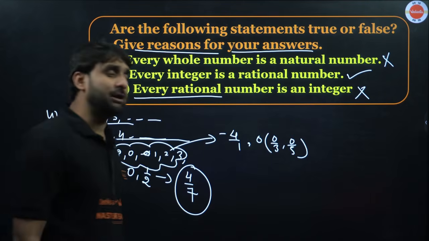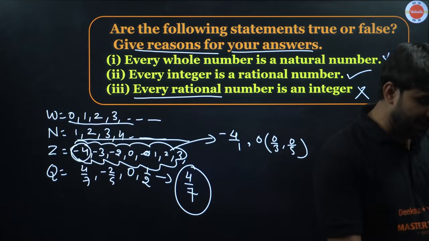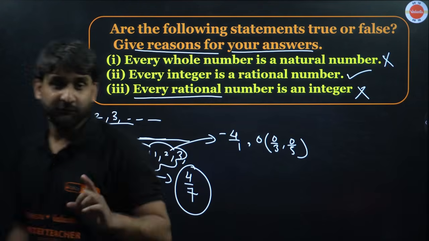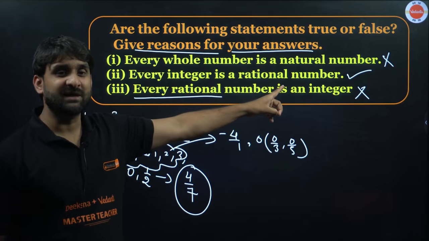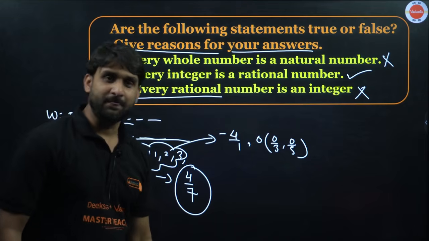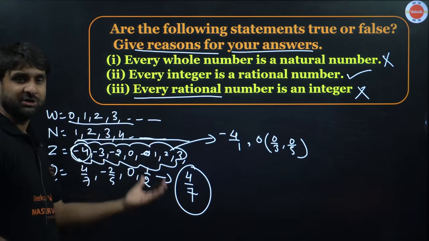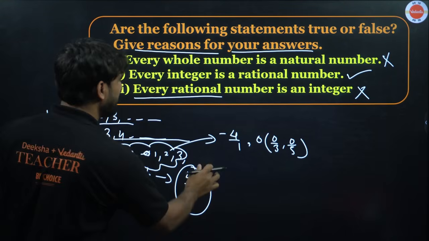I hope this is clear to you all. Every rational number is an integer is absolutely false. So the first is false, the second is correct, and the third is false. Is it clear? Please note it down. This is the justification. So moving to the next question.